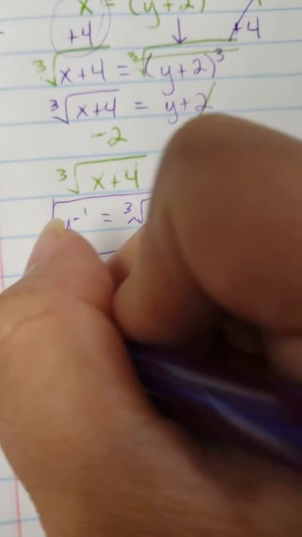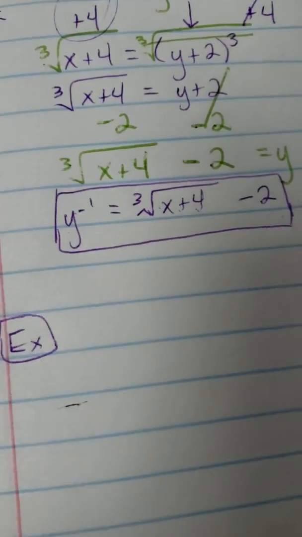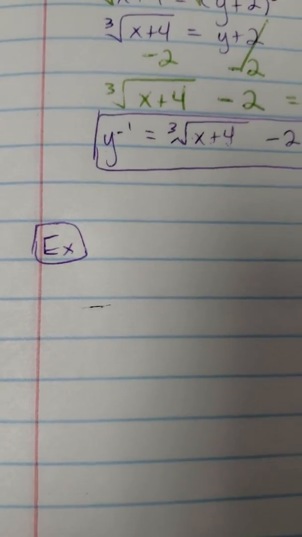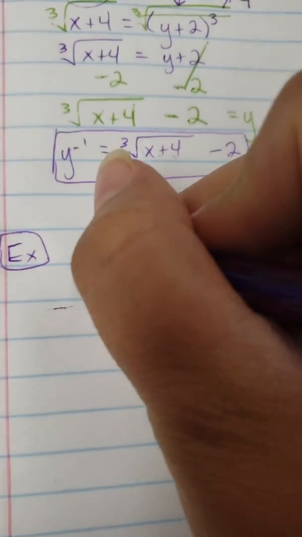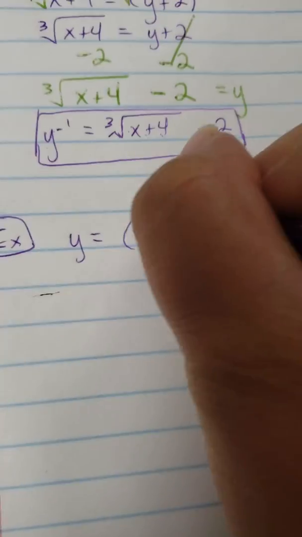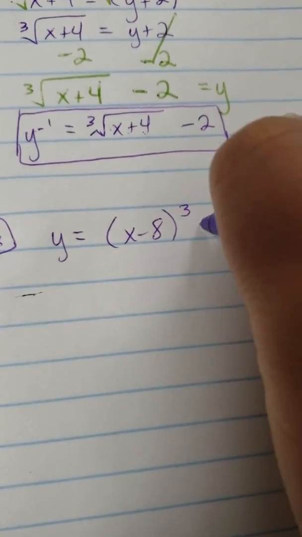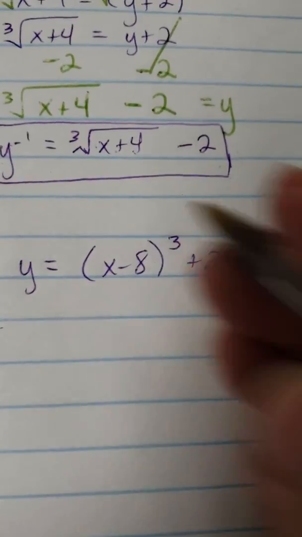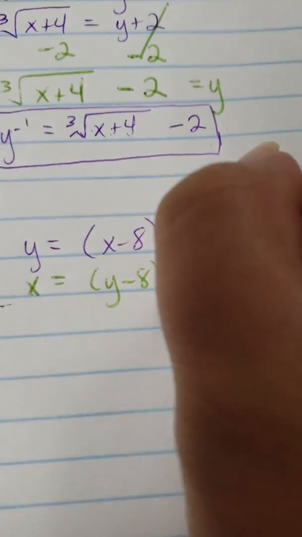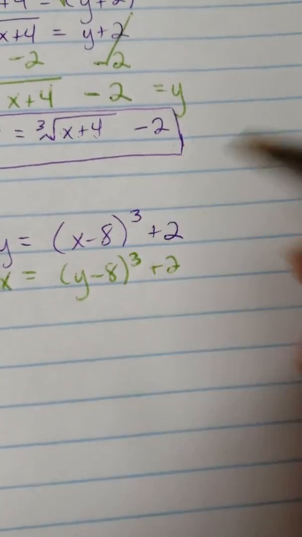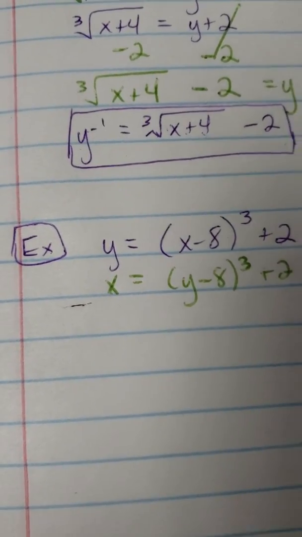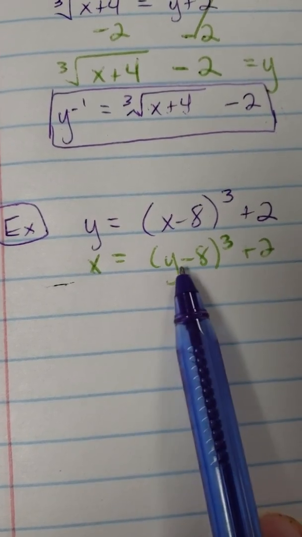Okay. Here's another example, just to kind of add a few more steps to this. Let's say we had something like y equals x minus 8 cubed plus 2. Okay, so I'm going to go through the steps a little bit faster this time. First, we switch x and y. Okay, so all that happened is this became an x, this became a y, and then we're going to try to get rid of everything else so we can get that y by itself.